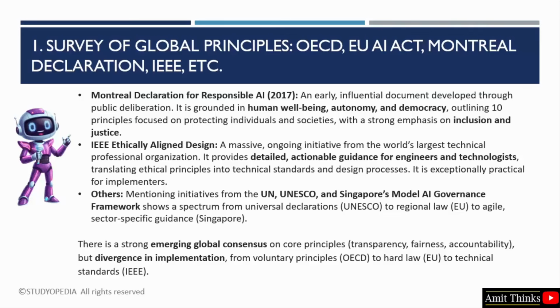It also includes Montreal Declaration for Responsible AI, an influential document shaped by public input. It promotes human well-being, autonomy and democracy through 10 principles focused on inclusion and justice. Next one is IEEE Ethically Aligned Design. This is a detailed guide from the world's largest tech body. It turns ethical values into practical standards and design tools for engineers and developers.